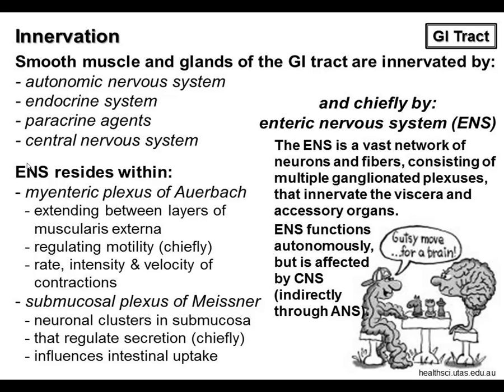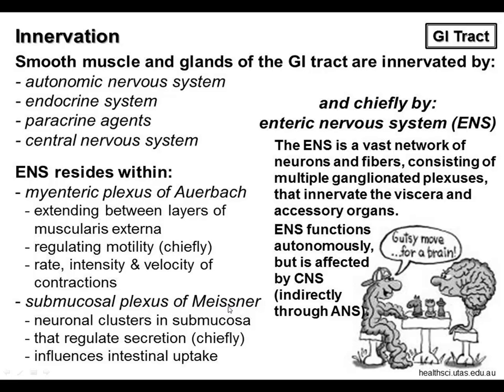Okay, so the myenteric plexus controls the motility of what? Of the muscularis. Where is it at? Between the 2 layers of the muscularis externa. It regulates the motility, and by regulating the motility you will be able to change the rate, intensity, and the velocity of the contraction. Just remember, the myenteric deals with muscles.